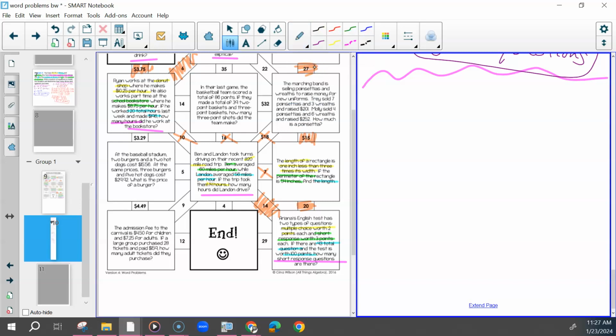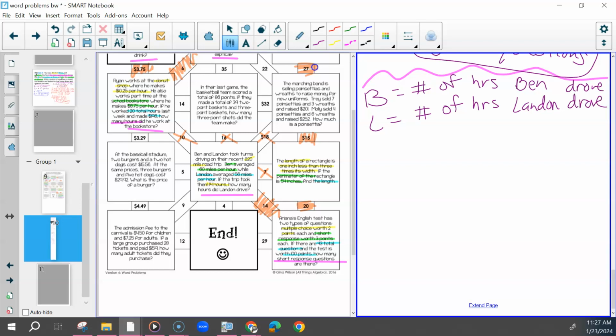Alright. So our variables, what are we going to call those? B and L. I'm going to make them capital B and L. And what do these variables represent? Hours each one drove, or number of hours each one drove. They switched where the total was, so be careful when we set up these two equations.